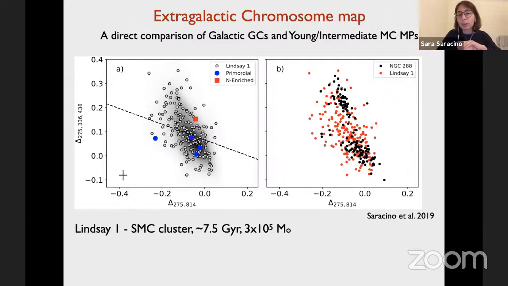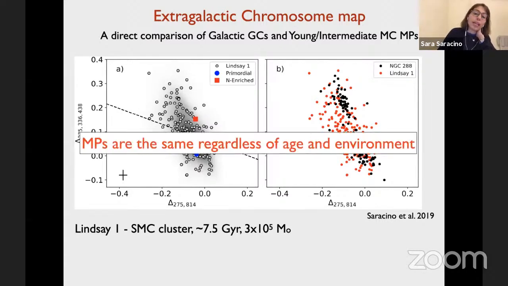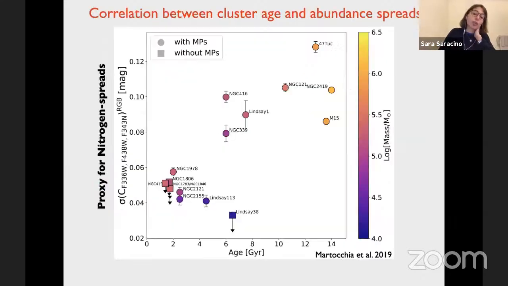And this is what we did in 2019, trying to compare the two and see whether they share the same properties or not. And as you can see here, they really have the same shape, they have the same extension, and of course they differ in the details, but this is not really unexpected, as I said at the beginning. So actually we can conclude from this test that multiple populations are the same regardless of age and environment, at least at the first level, let's say at 0 level.